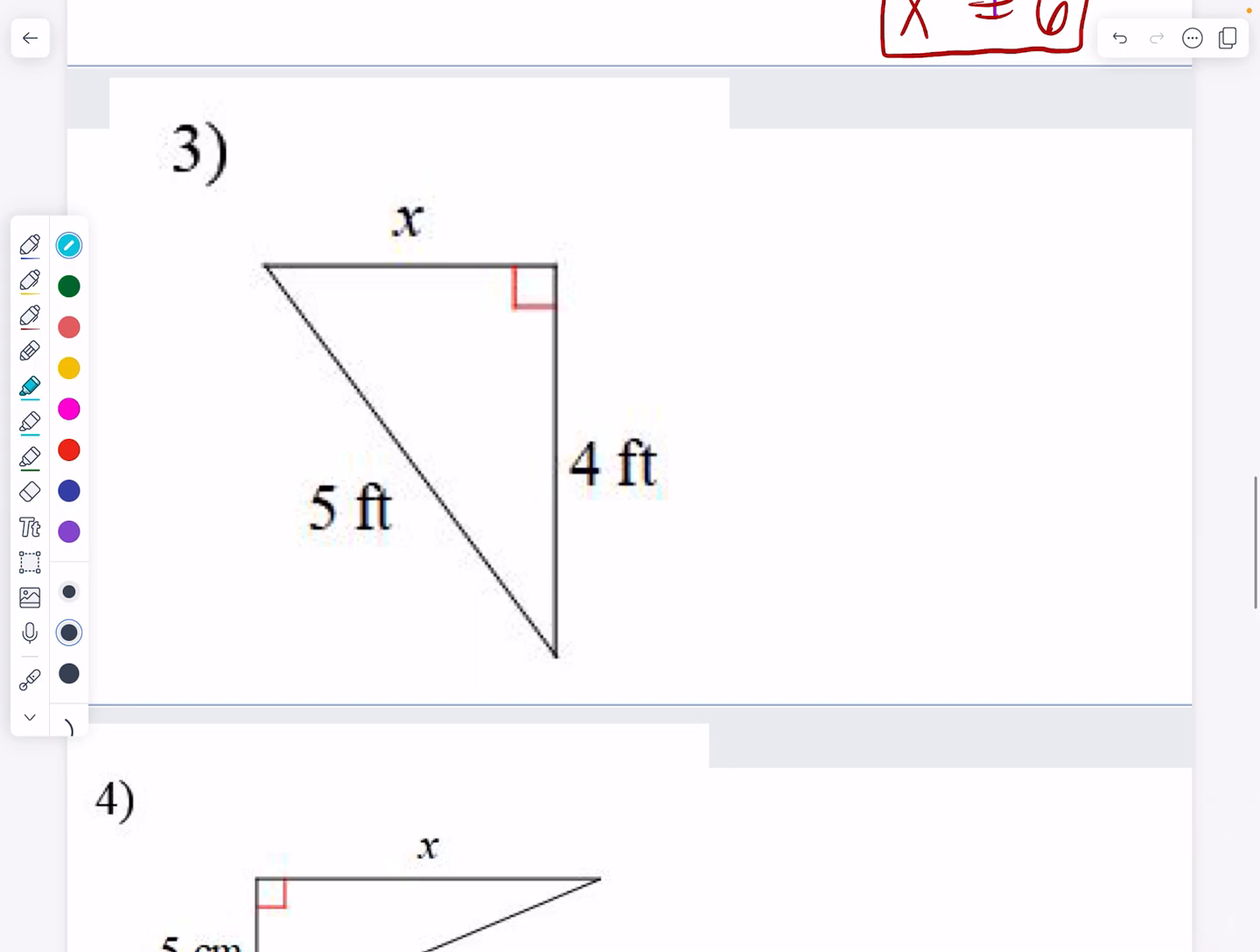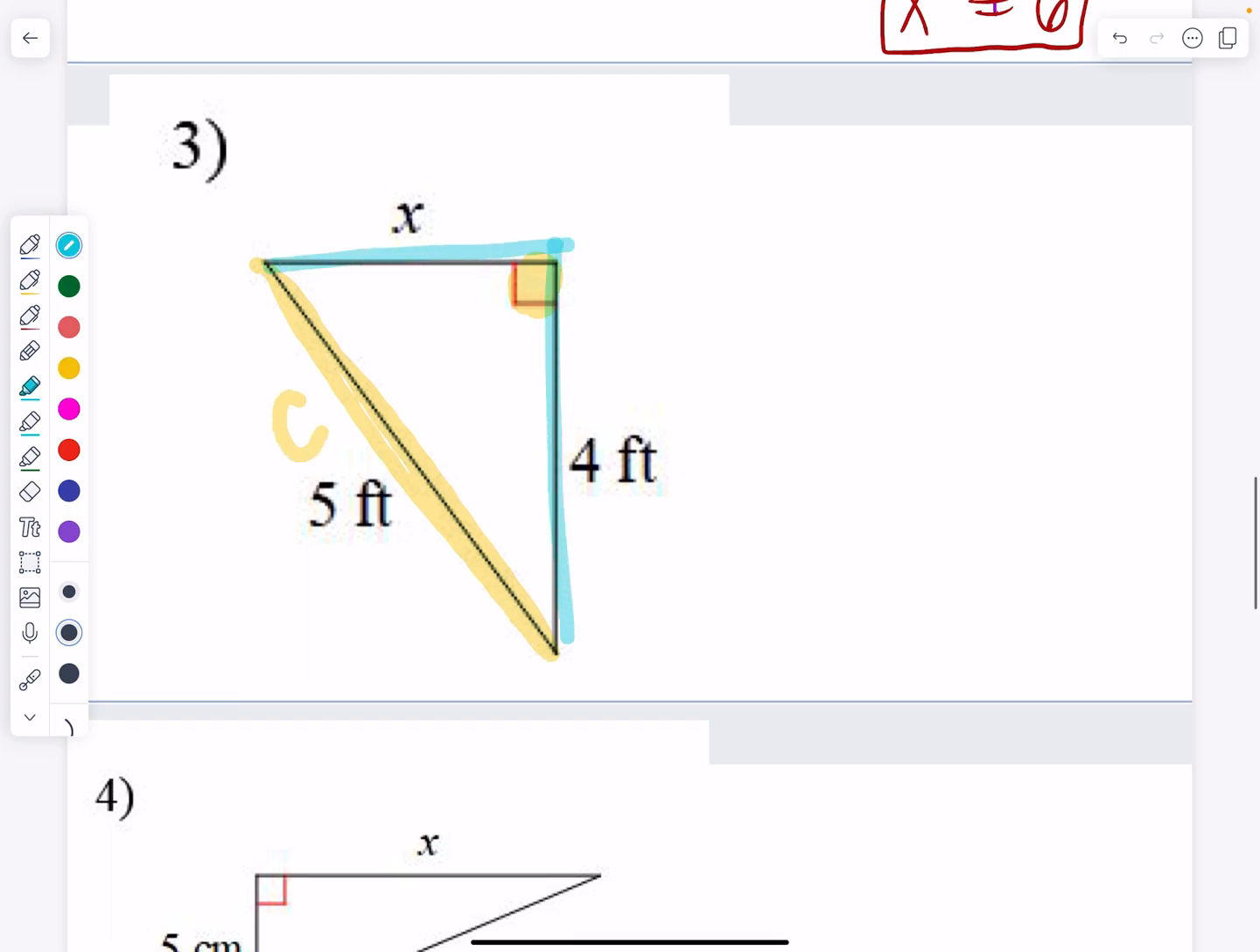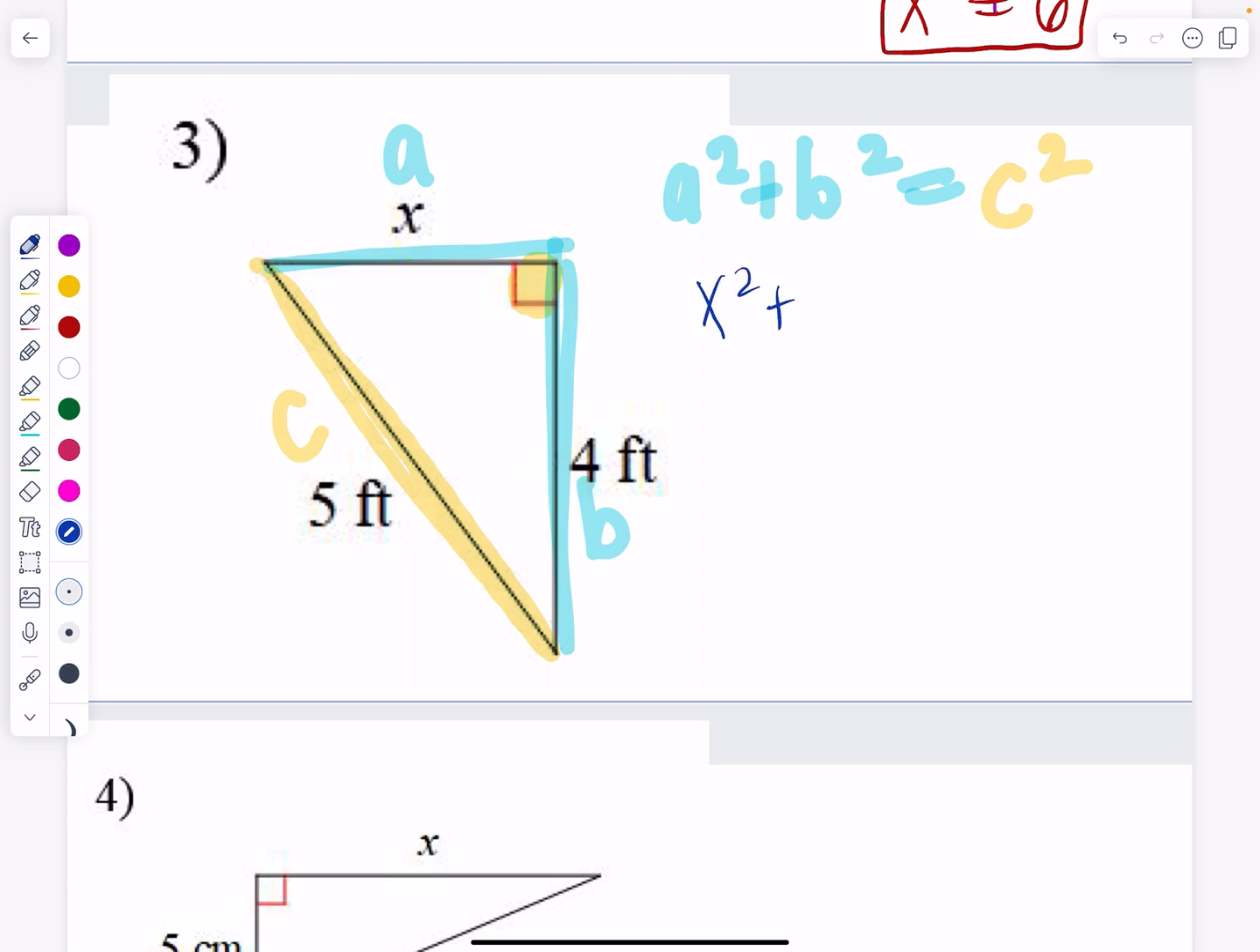All right, let's go to our next problem. Again, find that right angle, find the hypotenuse, and we're going to label it C, just like we did in one of our original lessons on this. So these are going to be my legs, so I'm going to label that A and B, and I'm going to plug this into the Pythagorean theorem, which says that A squared plus B squared is equal to C squared. So let's do that. X squared plus 4 squared is equal to 5 squared.